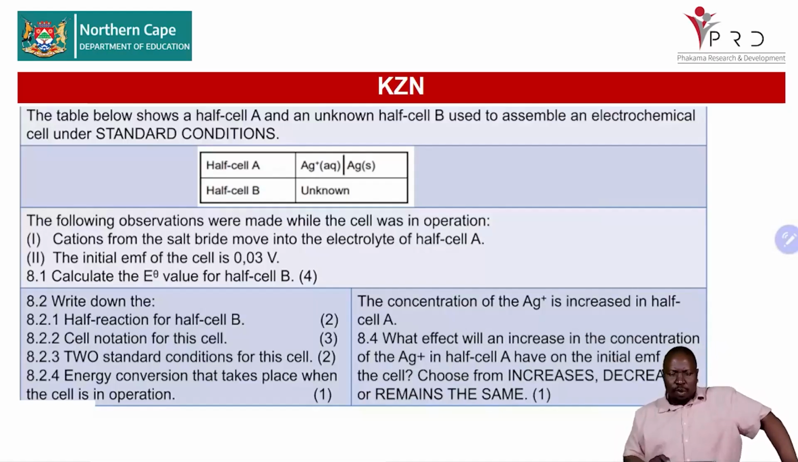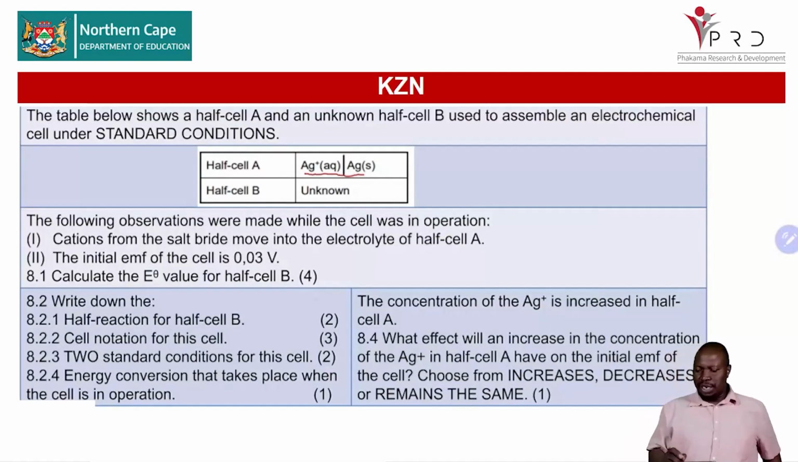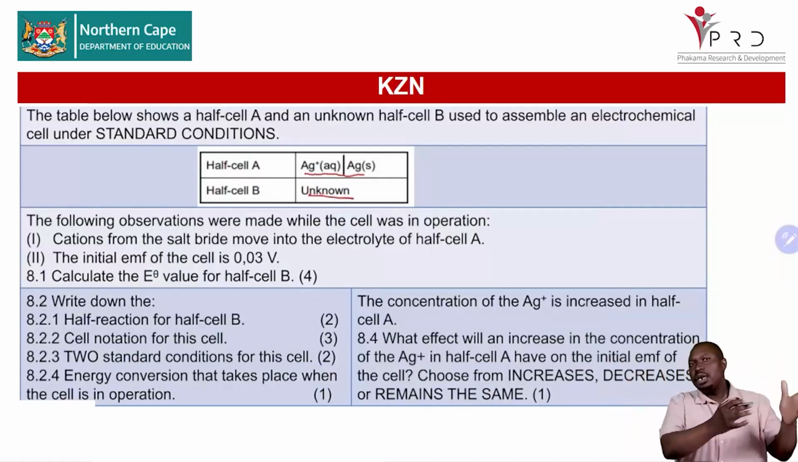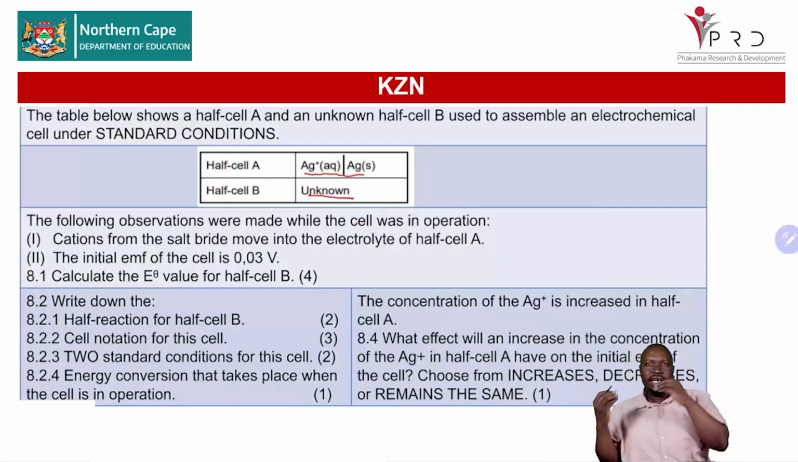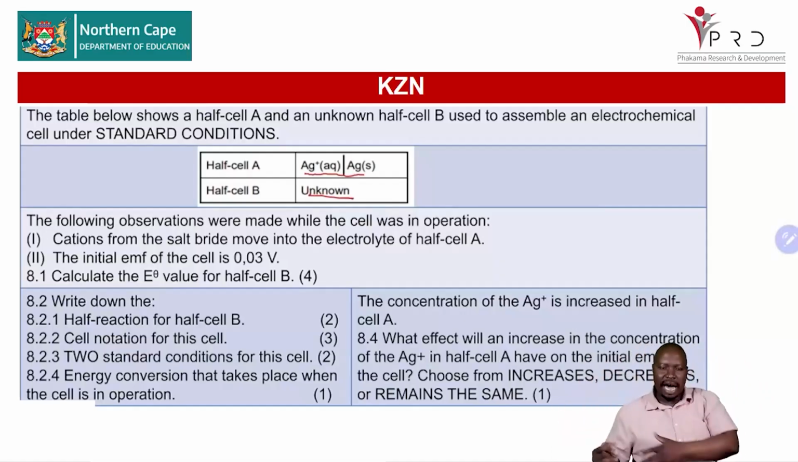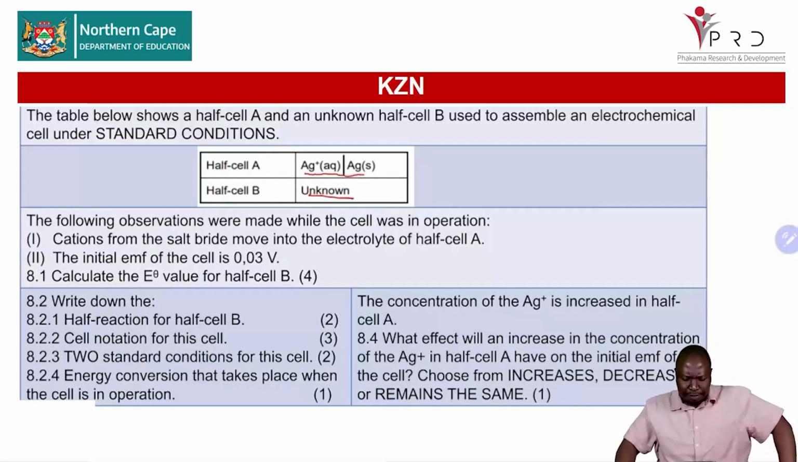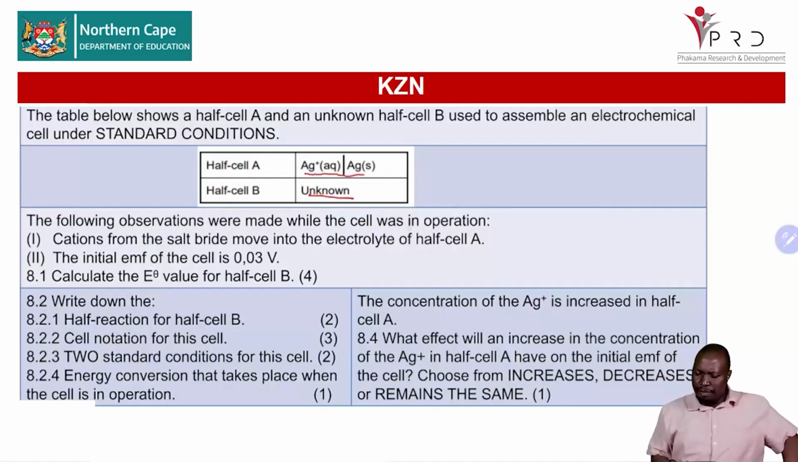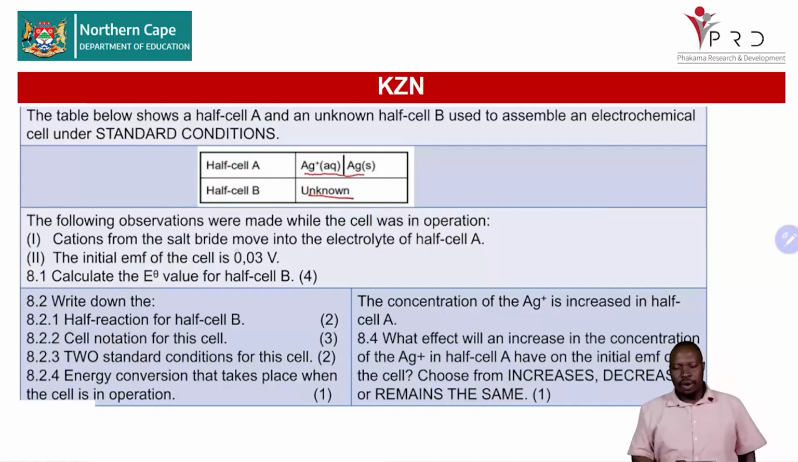In this one, we're given half cell A, which is the silver half cell, silver plus and silver solid. So you have the aqueous solution in that one. But the half cell B, they are saying, is unknown. So sometimes we'll give you only one and not give you the other one, so that the questions will be about finding, how do you go about finding the unknown half cell. The following observations were made while the cell was in operation. So what did we see?